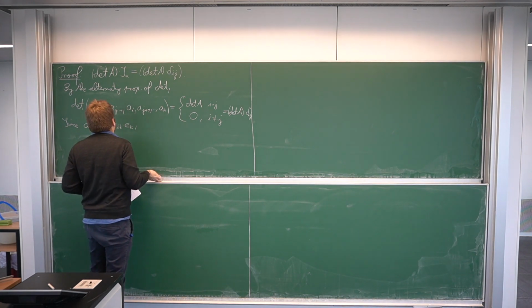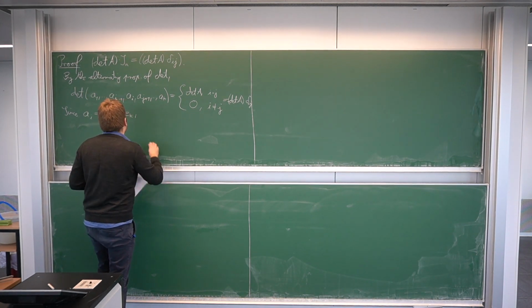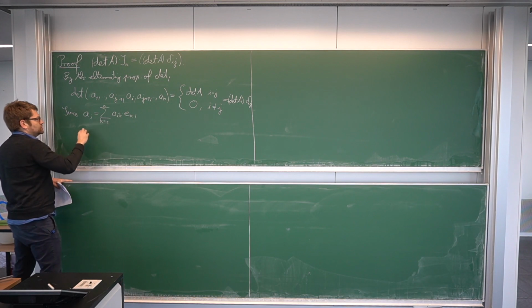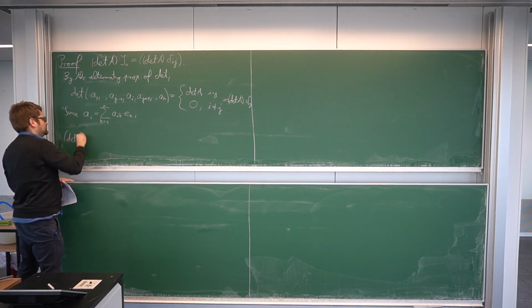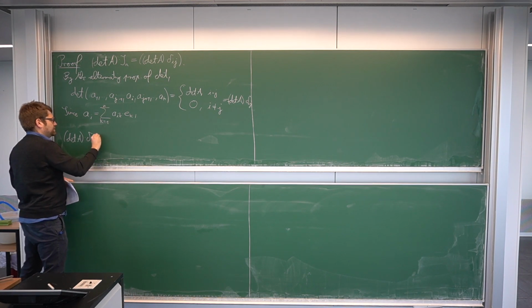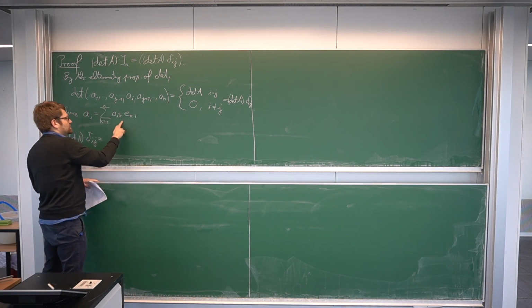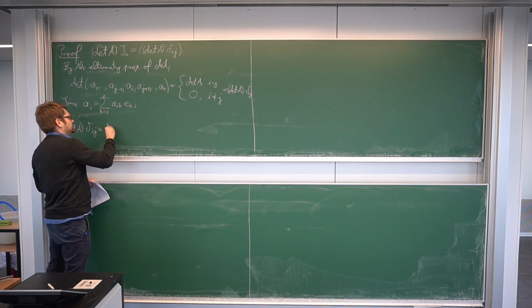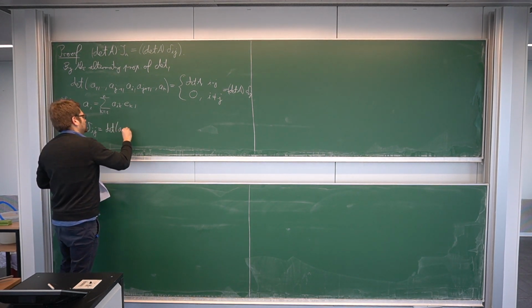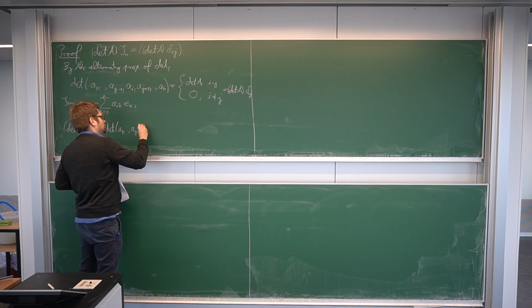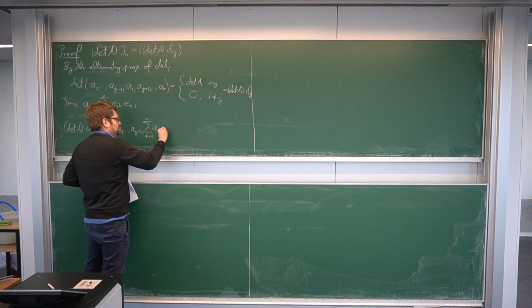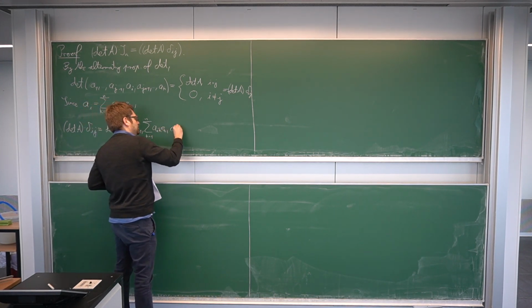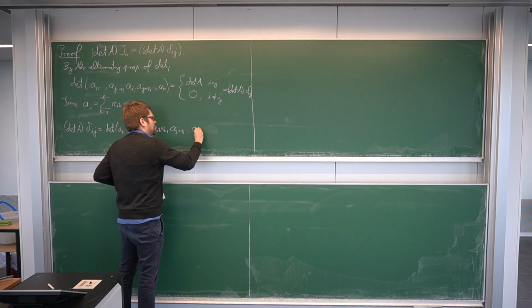So what do we get from this computation? We start with the right-hand side, so det A times delta ij. So this is the same as this, and now we insert this computation there. So this is det of A1 to Aj minus 1, and now we have the sum over k from 1 to n of Aik ek, then Aj plus 1 to An.